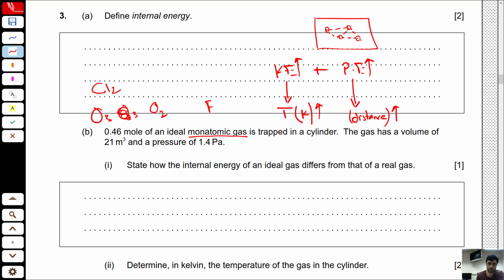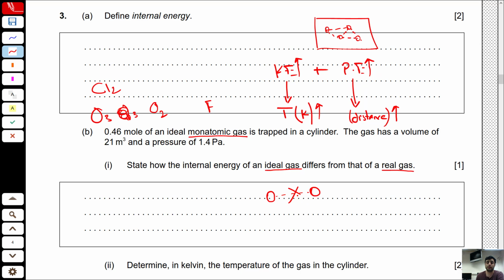So the monatomic gas is trapped in a cylinder, and the gas has a volume of 21 meter cube and a pressure of 1.4 Pascal. State how the internal energy of an ideal gas differs from that of a real gas. The main difference between an ideal gas and a real gas is that in an ideal gas it is assumed that there are no intermolecular forces of interaction between the particles.